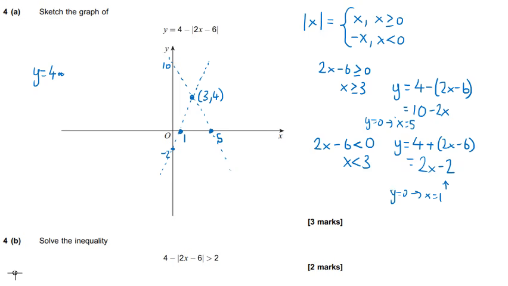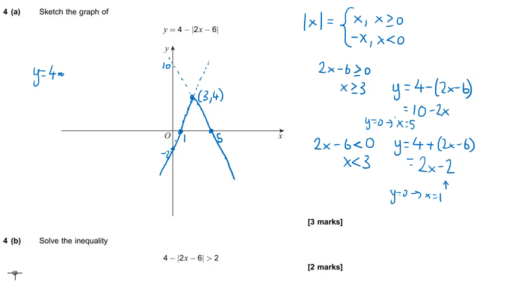So the graph that we want is when x is less than 3, it's that increasing line, and when x is greater than or equal to 3, it's this decreasing line. So it's that part that we want.